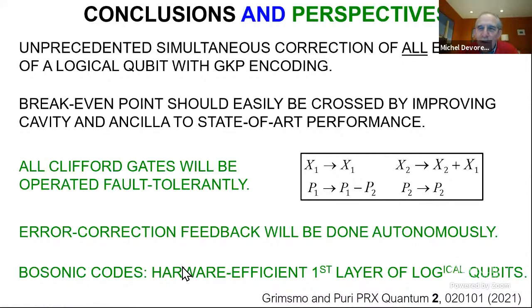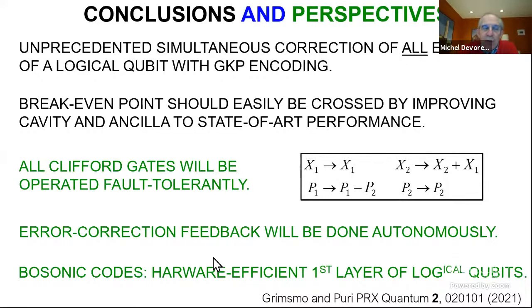A first layer of error correction. If you think of a stack of error correction layers, this is a great layer because it doesn't require much overhead. So there are articles, and here I'm quoting the article of Shruti, on the advantage of this efficient first layer made of GKP encoding.